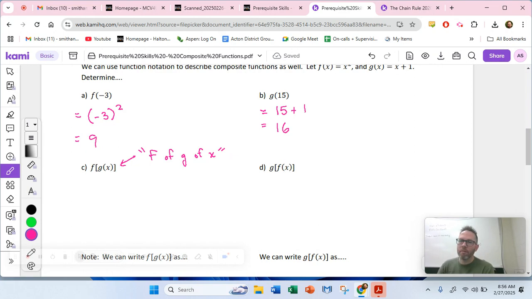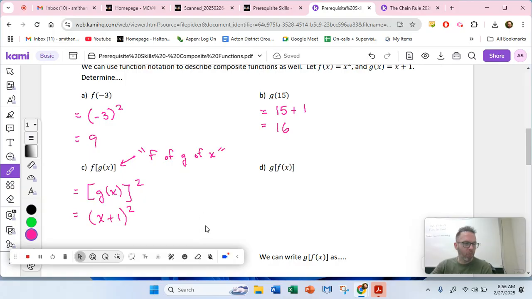Well, just like you did in A. Evaluating f at minus 3, you just plug minus 3 into the function. F of g of x, well, where you see an x in the function, instead, you just plug in g of x. So where in A, we squared negative 3, in C, we're going to square g of x. And the function g is x plus 1. It's a function of a function. And as you can see, when it comes out in the wash, it's just x plus 1 squared.